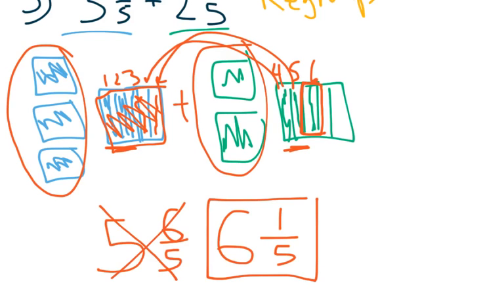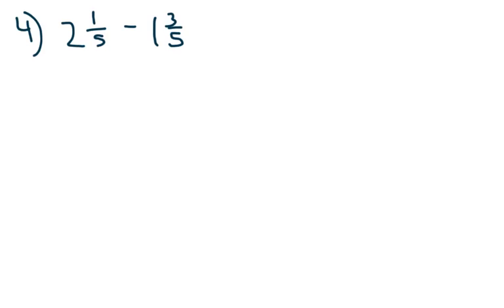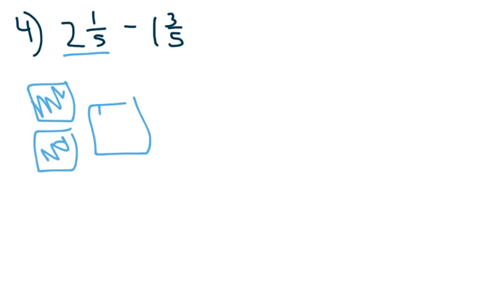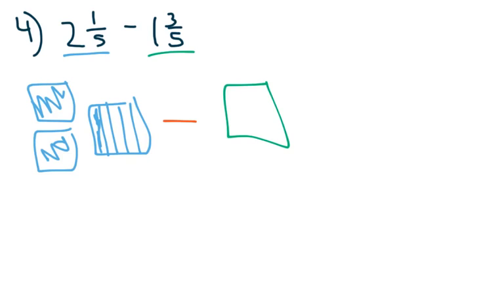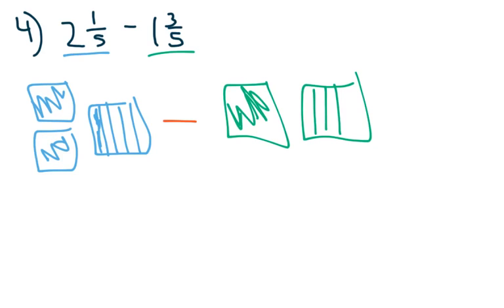Okay, let's do another example where we look at subtraction. So here we have 2 1/5, so I have my 2 whole numbers. Then for the fraction, 1, 2, 3, 4, 5, and I have 1/5. And then I'm going to subtract my 1 3/5, so there's my 1, and then my 3/5, so 1, 2, 3, 4, 5, 1, 2, 3.